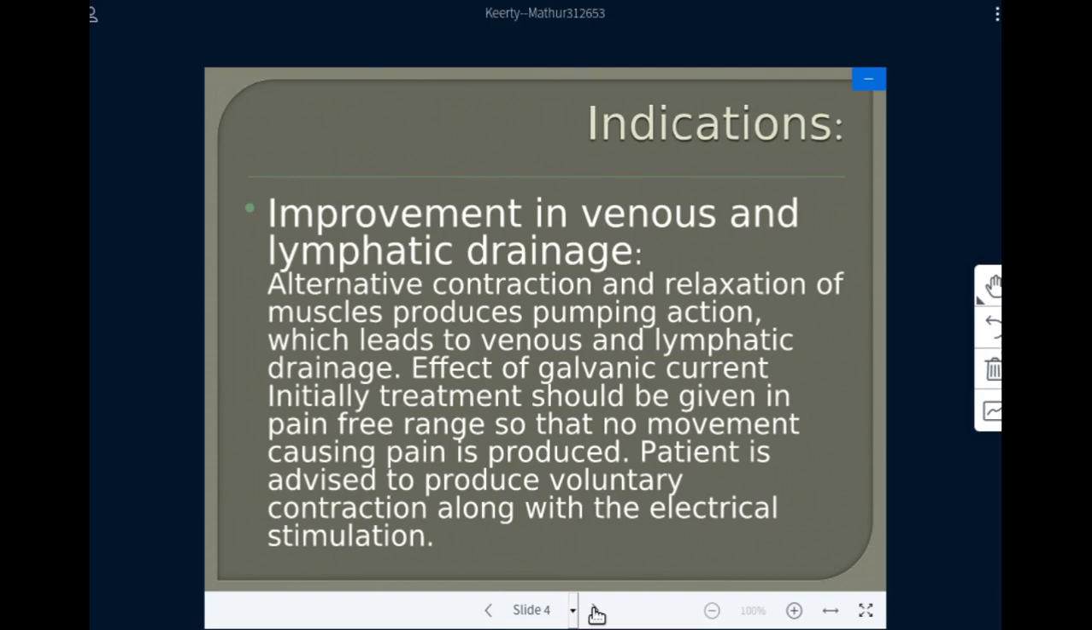Regarding the effect of galvanic current, initially treatment should be given in a pain free range so that no movement causing pain is produced. When we are giving galvanic current, first of all we should start with the pain free range, and then gradually increase the intensity. The patient is advised to produce voluntary contraction along with the electrical stimulation. We put the electrodes, then start increasing the intensity of the galvanic current, and we ask the patient to try to produce a voluntary contraction, which may be difficult initially.